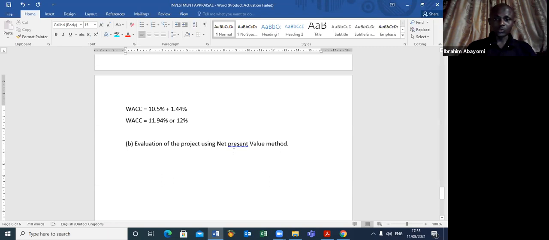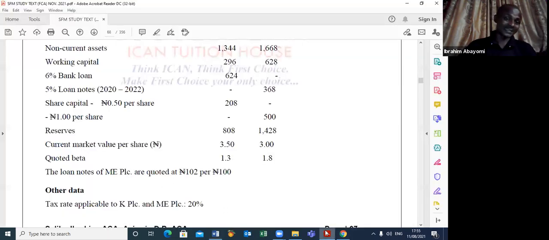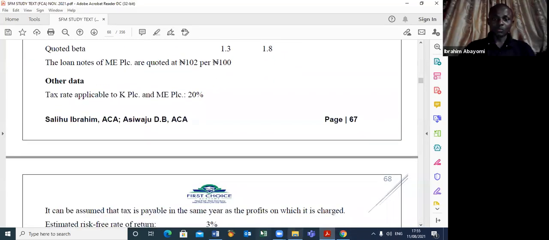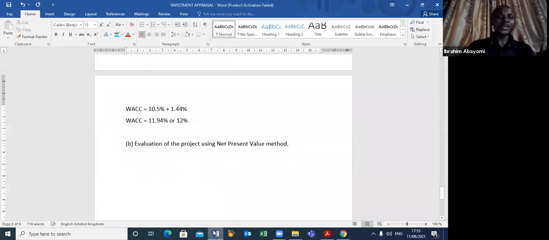So we want to use the net present value criterion. We have 5 years and our tax is paid in the year it's charged, the same year. So we should be going to just 5 years. But if you have 5 years and your tax is paid in arrears, you'll be going to 6 years, because it means the year 5 tax will be paid in year 6.